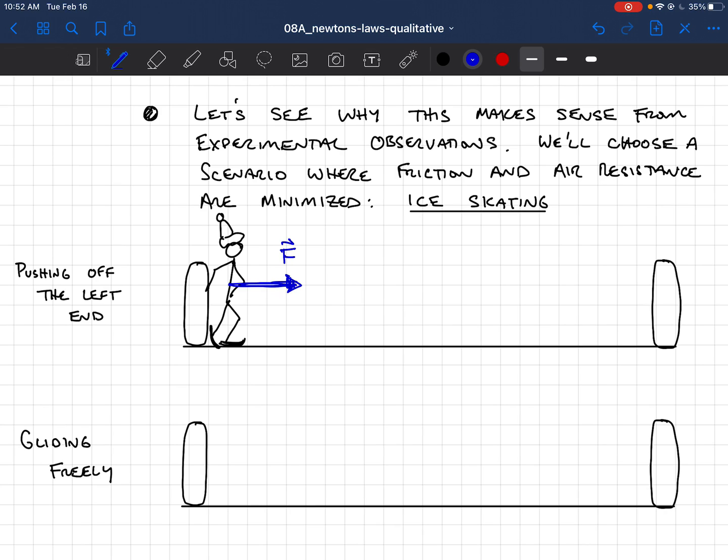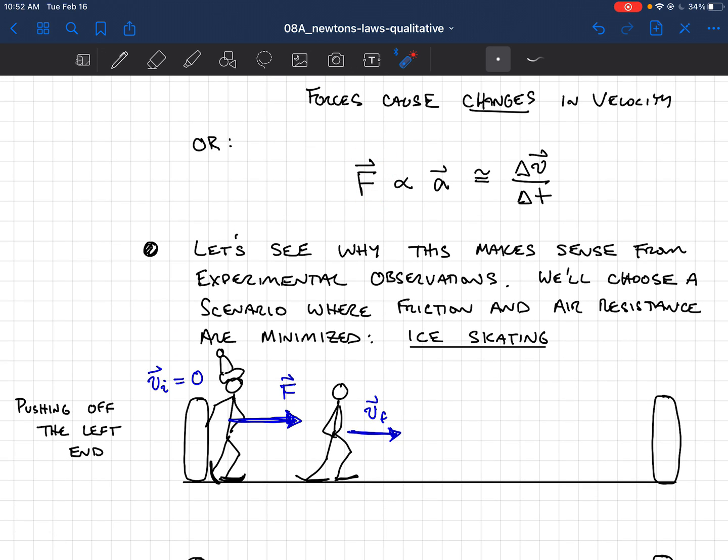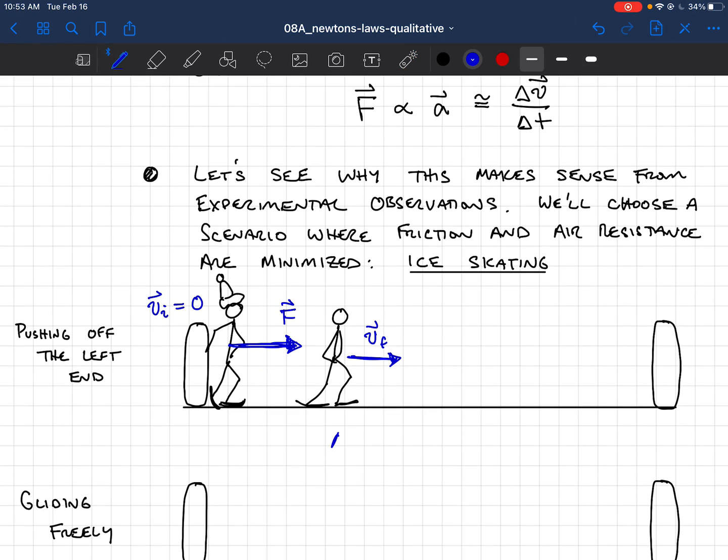So what does that mean in terms of your kinematics, in terms of your velocity? Well, you started with an initial velocity of 0, just standing next to the wall, but then at some moment later, you will have a final velocity which is non-zero. So you go from an initial velocity of 0 to a final velocity which is rightward. How do we explain this with Newton's idea? Well, it says that forces should be proportional to the acceleration, or to the change in velocity. What's the change in velocity here? Well, we could write it. Delta v is equal to v final minus v initial.